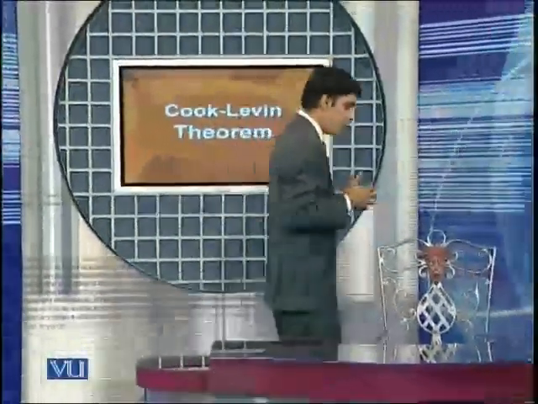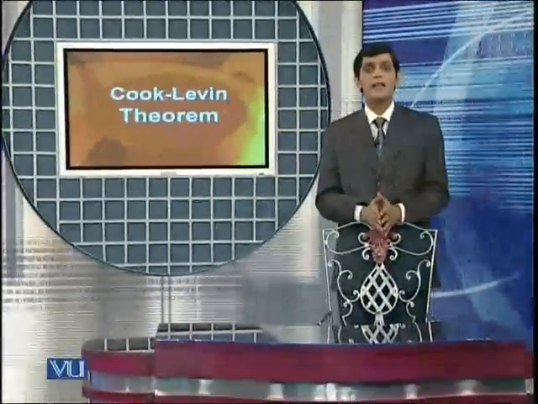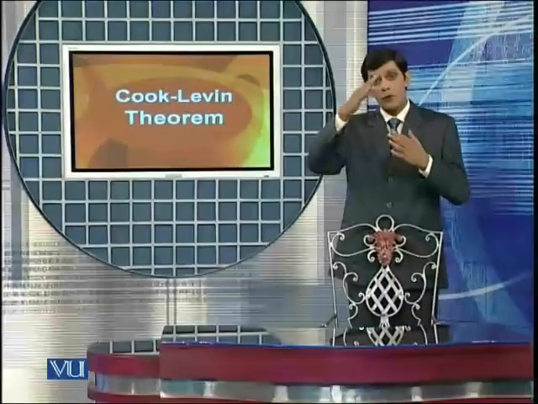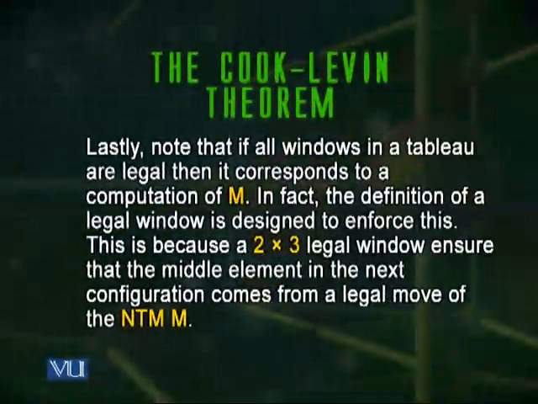The last point that I made was that if every window in a tableau is legal, then the tableau must correspond to a computation of M on an input X. Suppose the first row of this tableau corresponds to the initial configuration of M on a given input X, and all the windows are legal. Then the whole tableau corresponds to a computation branch of M on X. Why is that? The reason is that the definition of the legal window is designed to enforce this. That is because a 2x3 window will always ensure that the middle element in the next configuration comes from a legal move of the non-deterministic Turing machine M.